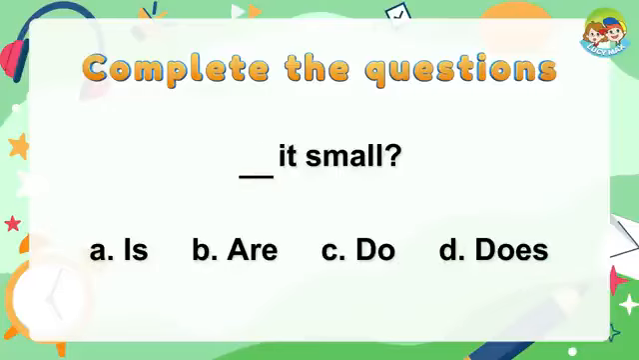Blank it small? There is no verb, so we don't need a do verb. It is one, so we use the be verb is. The answer is A. Is it small?